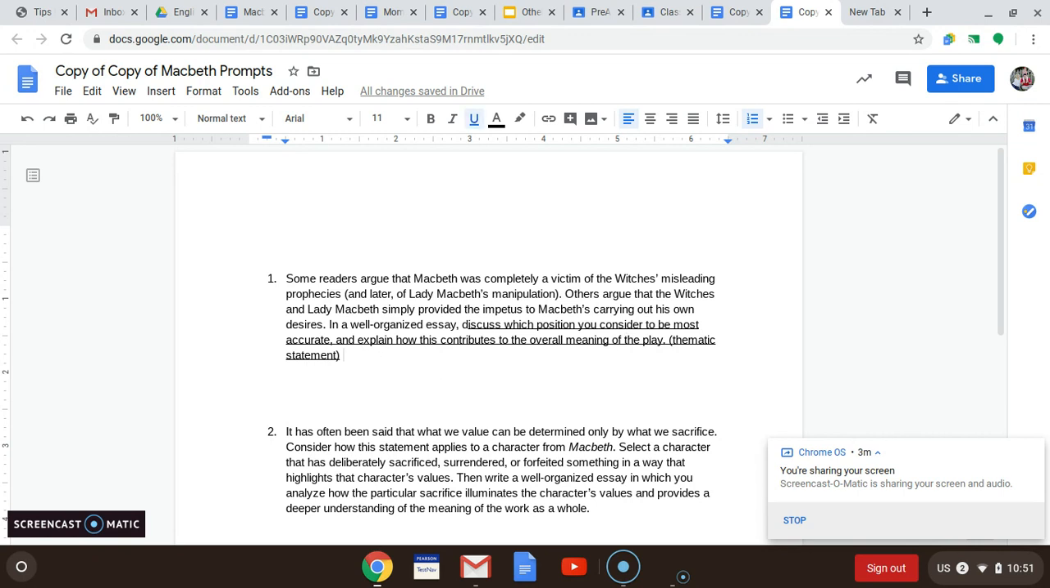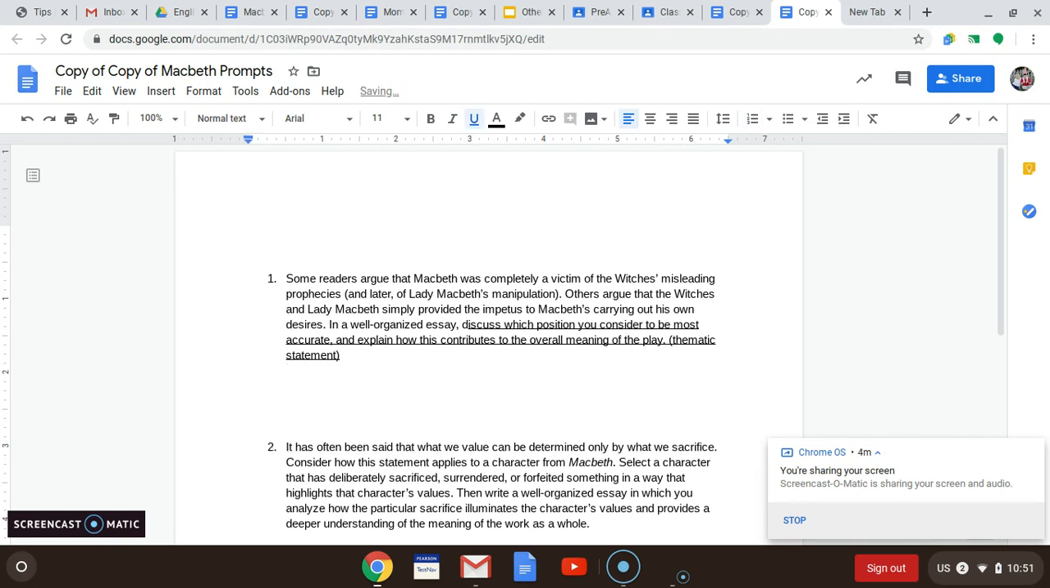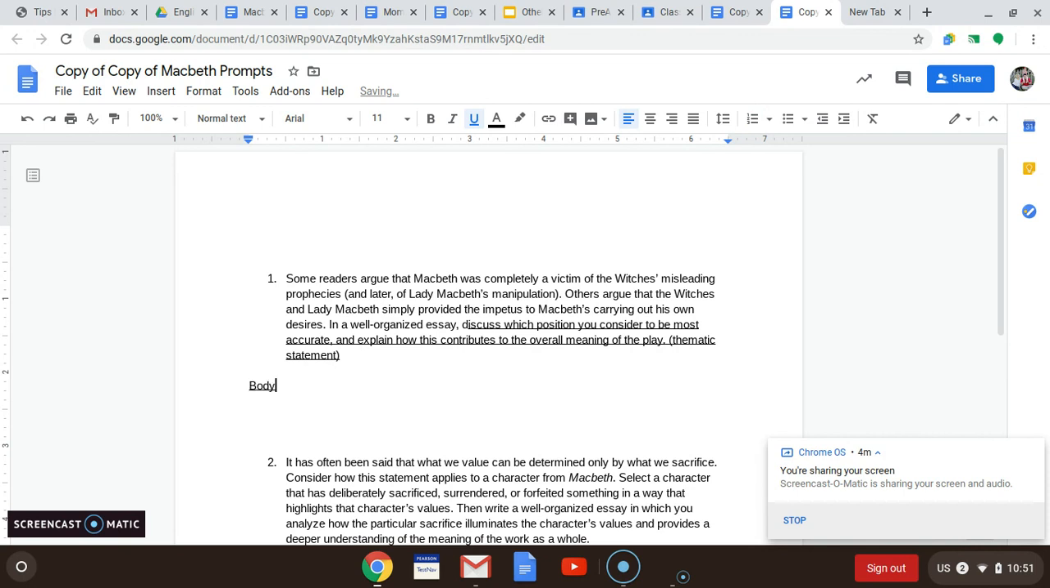So here's what I would do. I would try to figure out what I would talk about in each body paragraph. So say I'm going to say that Macbeth was a victim. So first of all, I could have a body paragraph about the witches' manipulation.